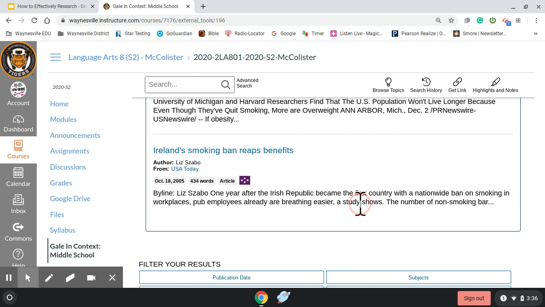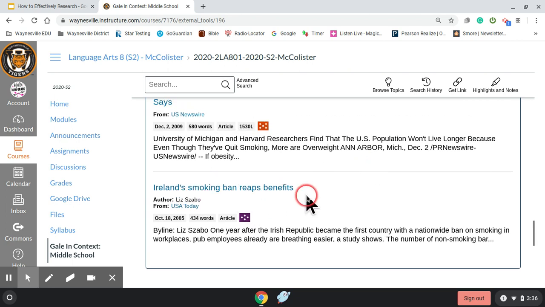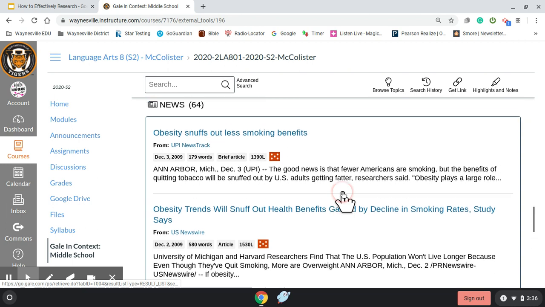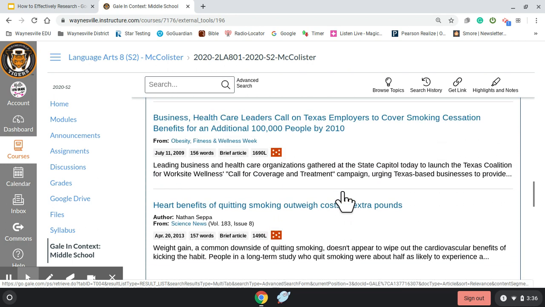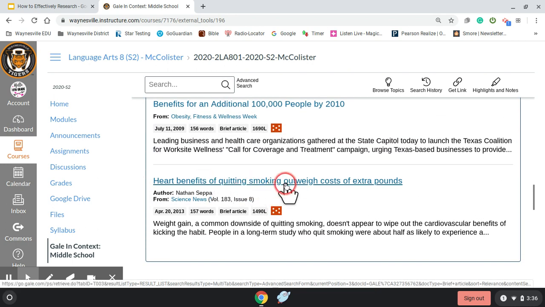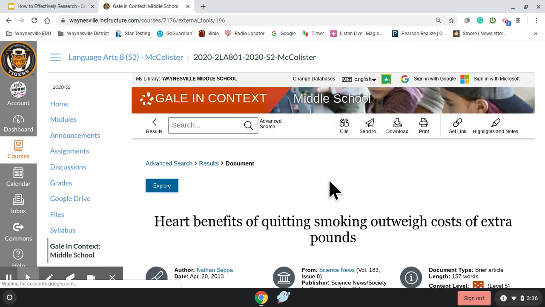But again, when you are trying to persuade and convince someone, you need to consider your audience. Who are you speaking to? All right, so this may not be a great article to use. Whereas this one, the benefits of quitting smoking, would be an excellent article to use.